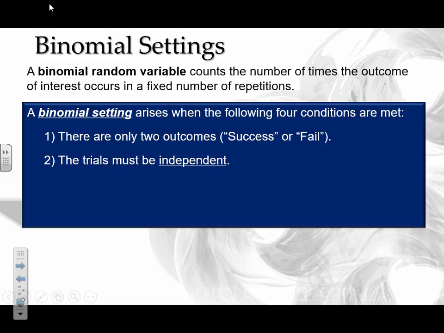The second condition, the trials must be independent of one another. So as you continue to do your repetitive process, each iteration of that repetitive process must be independent from the one previous.